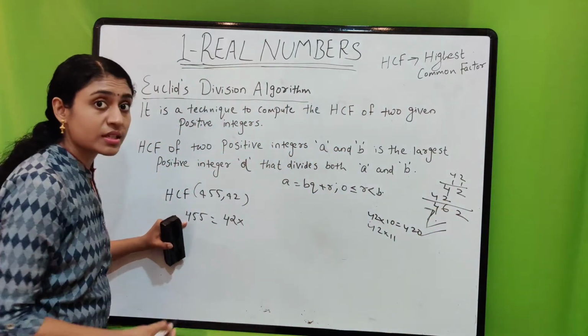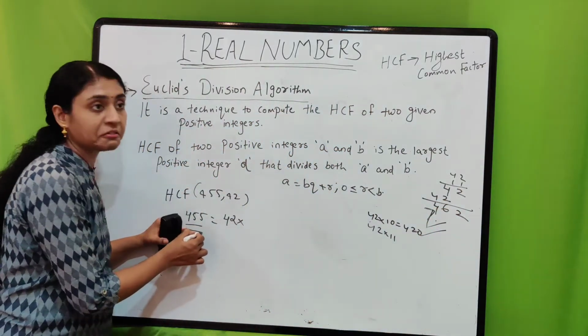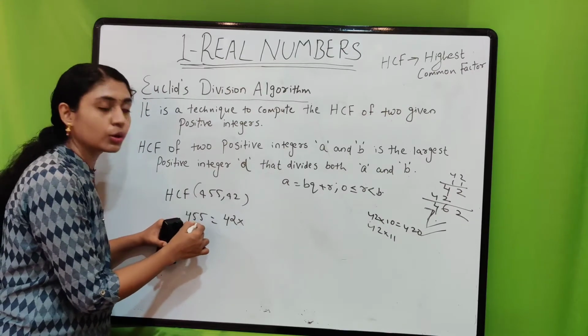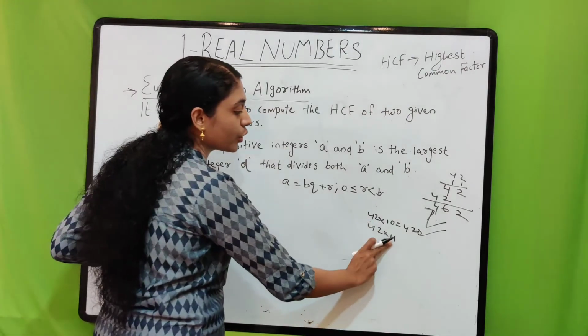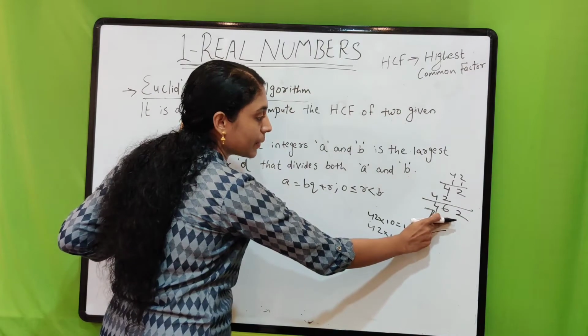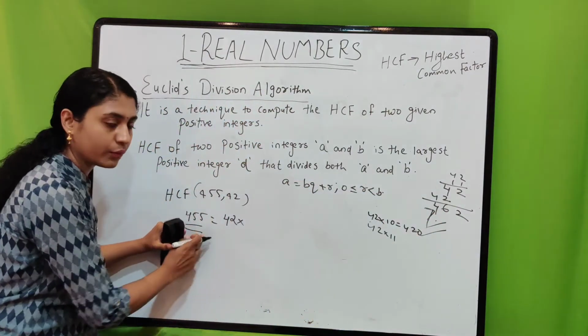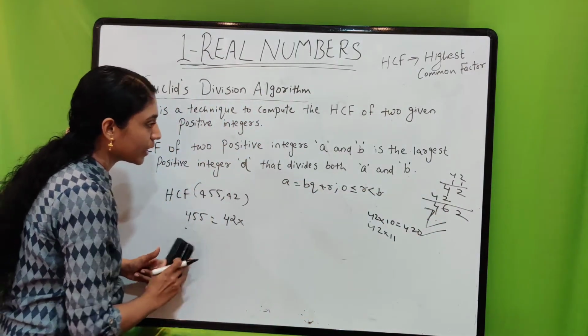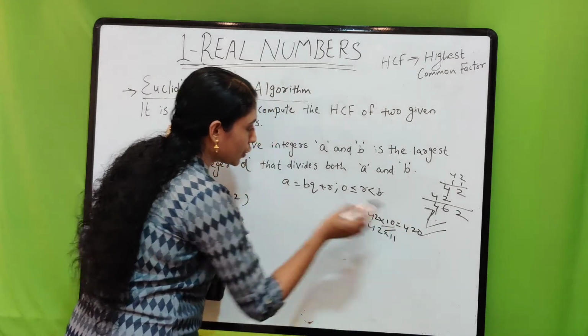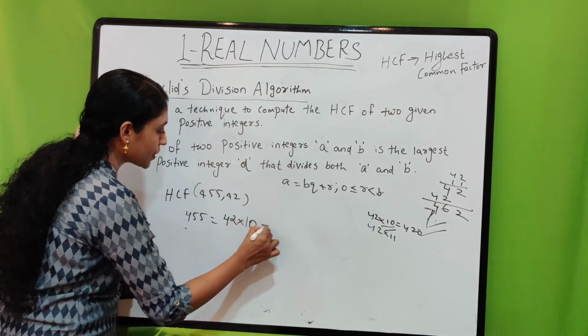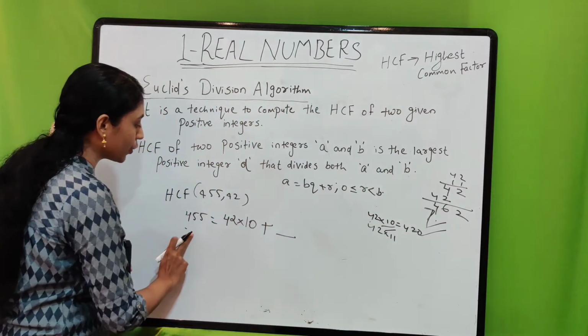And that 462 is greater than 455. It should be less than or equal to 455. So we can't write 42 into 11, because this answer 462 is greater than 455. So what can we write? The lowest number, 42 into 10, right? So 42 into 10 plus something is equal to 455.